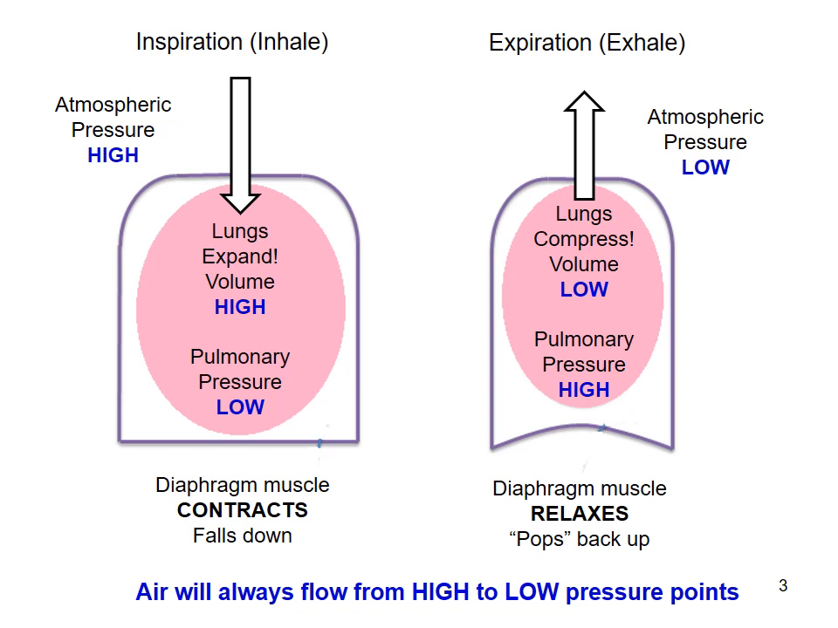And as they expand, their volume increases. So on your diagram I wrote down for you, your lungs expand, the volume becomes high, which means that it's going to be inversely related to the pressure. So the pulmonary pressure is low, which then means that air will flow from high to low, from atmosphere to pulmonary, and we're inhaling.